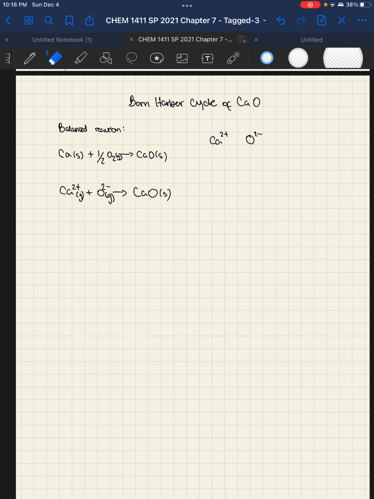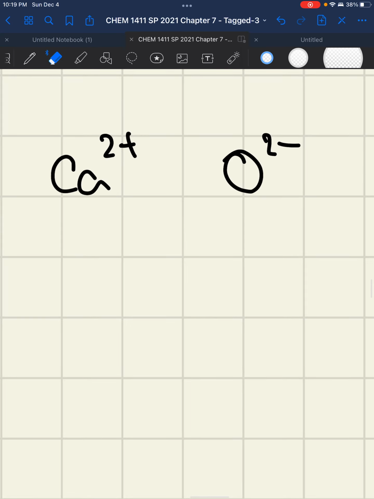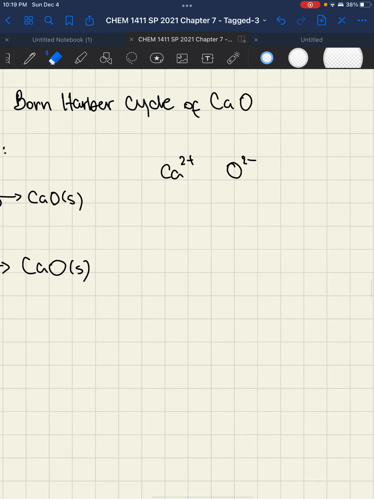So today I'm going to be doing the Born-Haber cycle of calcium oxide. First of all, we need to know the charges of the elements, like the energy of the metal and the non-metal. The metal calcium has a 2+ charge, and the non-metal oxygen has a 2- charge.